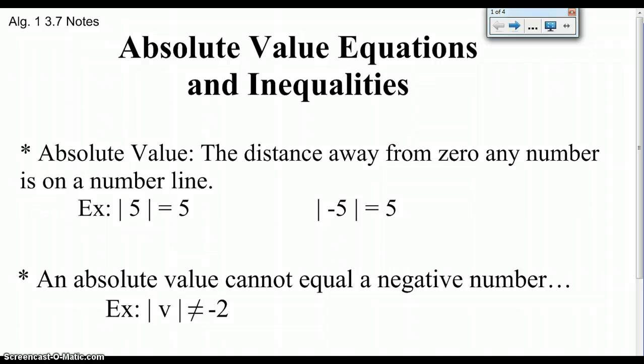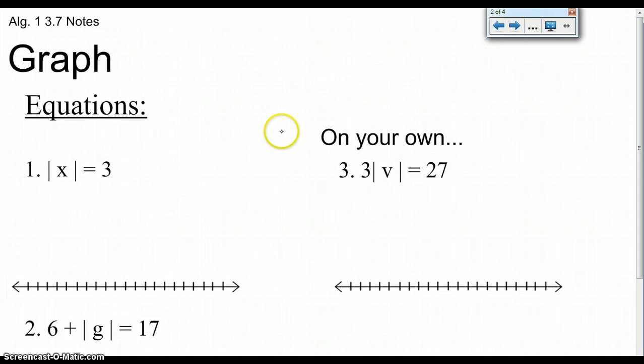So, the absolute value is the distance away from 0 any number is on a number line. So the absolute value of 5 is just 5, and the absolute value of -5 is equal to 5. But an absolute value cannot equal a negative number. So the absolute value of something can never equal a negative number. So you guys can see that in action.